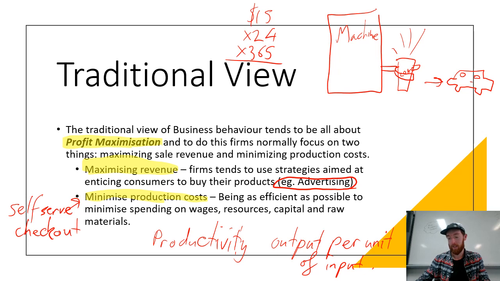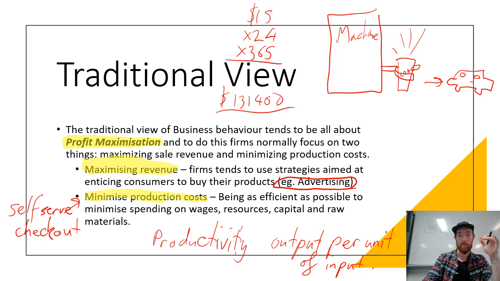If I got out my phone here and we did some math, 15 times 24 times 365 is $131,400 in savings per store, assuming that staff member was being paid $15 per hour. If you think about that across the number of stores McDonald's has, that's a significant saving. So that's an example of firms minimizing their production costs to maximize output.